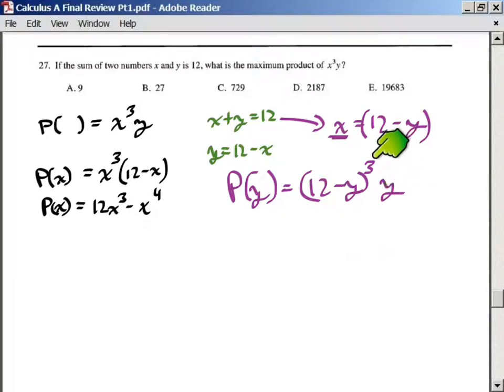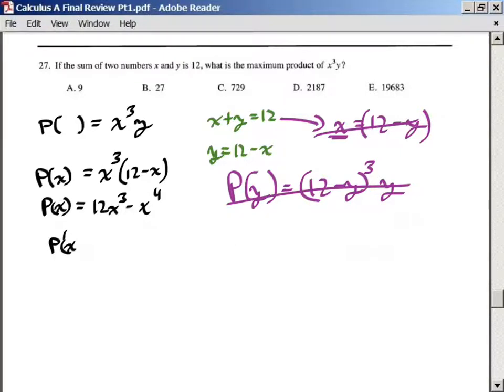Or I can multiply out this, like go 12 minus y times 12 minus y times 12 minus y for that cubed, and then multiply by y. That sounds way more complicated than this one right here. As you can see, this is beautiful, ready for a derivative. Okay, so I'm not going to go this route, but it would work. All right, so let's find out what our x values would be.